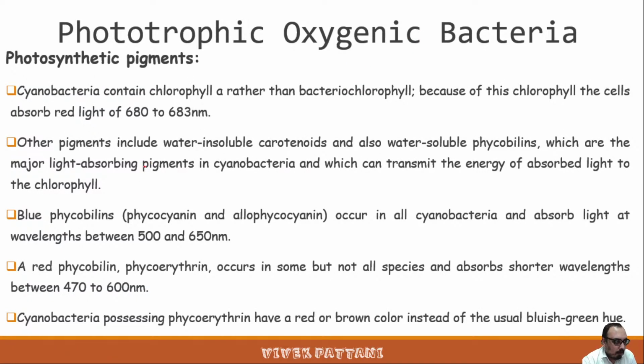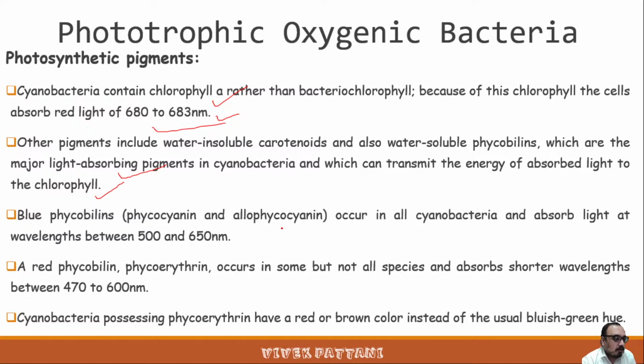In the case of photosynthetic pigments, cyanobacteria contain chlorophyll a rather than bacteriochlorophyll. Because of this chlorophyll, cells absorb red light in the range of 680 to 683 nanometers. This is the wavelength where they undergo photosynthesis. Other pigments include water soluble carotenoids and water soluble phycobilins, which are the major light absorbing pigments in the cyanobacteria, and which can transmit energy of the absorbed light to the chlorophyll.